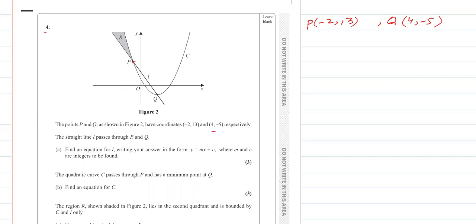The straight line L passes through P and Q. This is the line L. This is line L given. It is passing through P and Q. Find an equation of the line, writing your answer in this form.